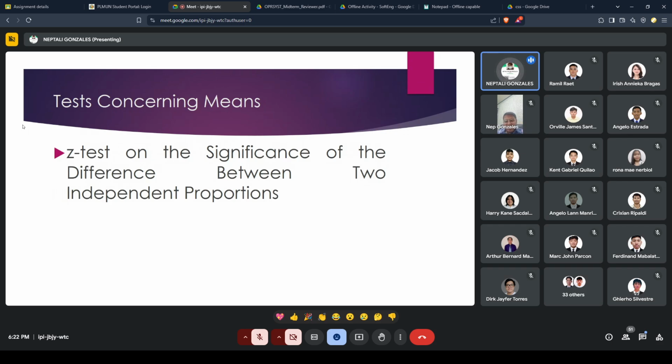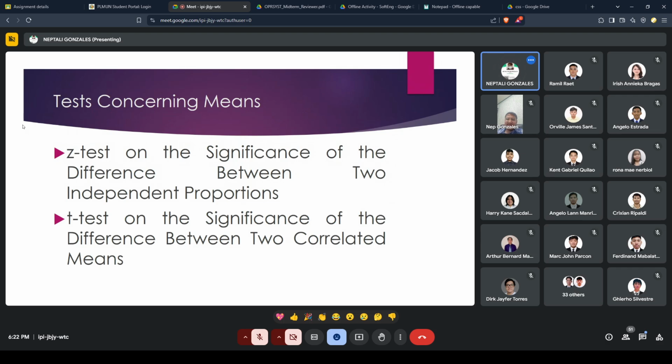Meron pa, z-test on the significance of difference between two independent proportions. So that is also another statistical tool. Pwede ring t-test on the significance of difference between two correlated means.